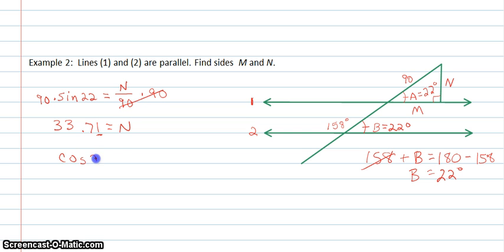and then I will use cosine of 22, which equals M over 90, to find what M is. So I just need to multiply both sides by 90. So M equals, and we just multiply that out in our calculator to get 83.45.